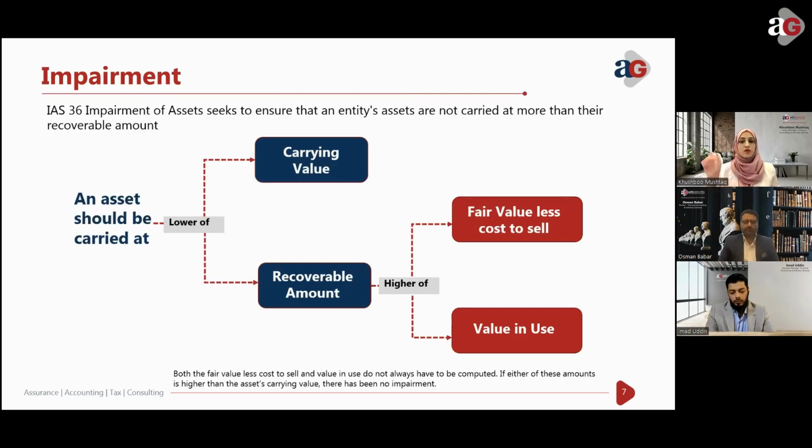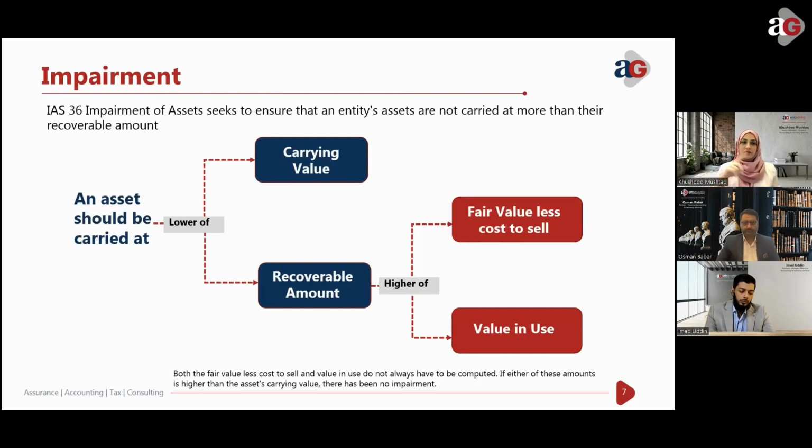You calculate the fair value, you calculate the cost to sell, deducted from the fair value, you will get fair value less cost to sell. This is one thing of recoverable amount. And on the other hand, for a recoverable amount, there's supposed to be another calculation, which we call value in use. So there are two aspects of recoverable amount: fair value less cost to sell and value in use. Whichever is higher will become the recoverable amount of that asset.